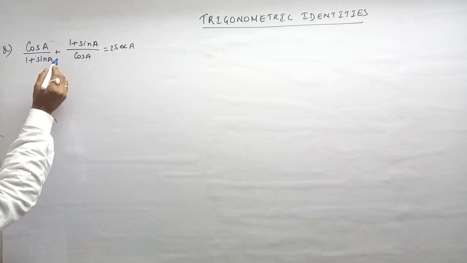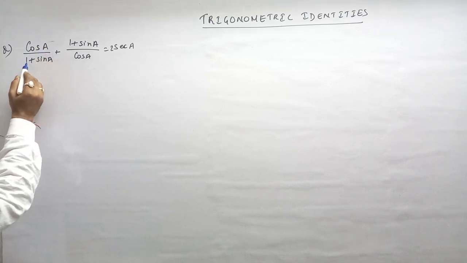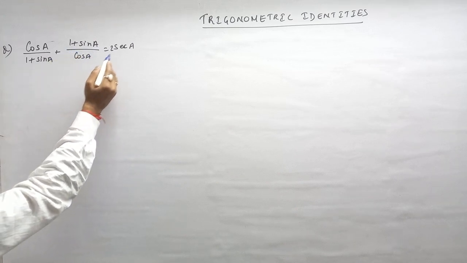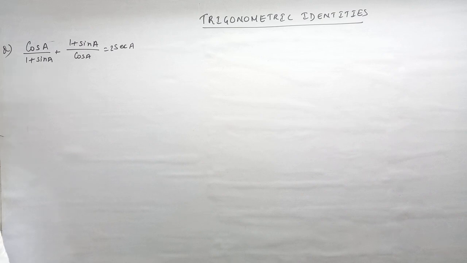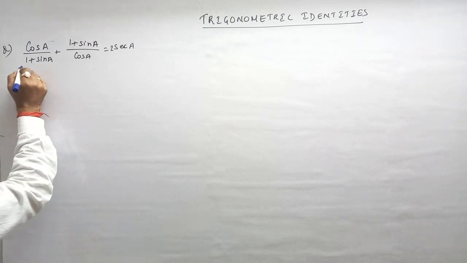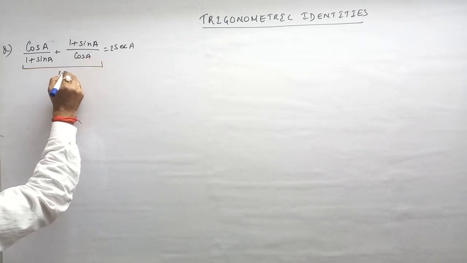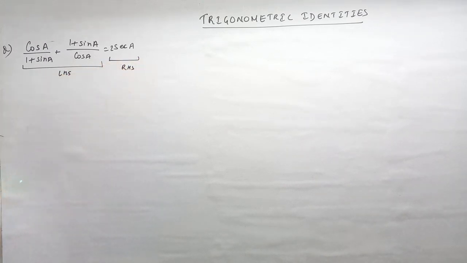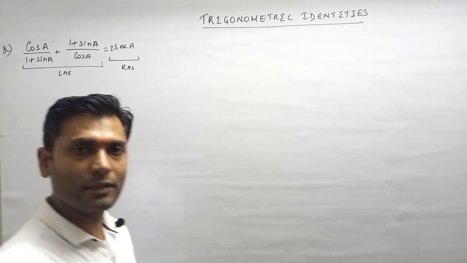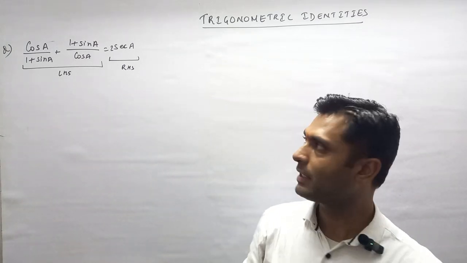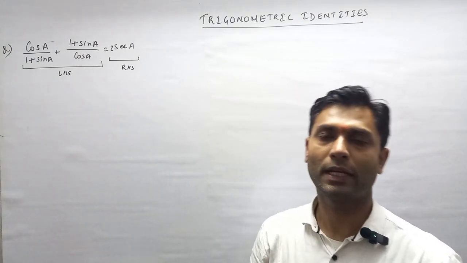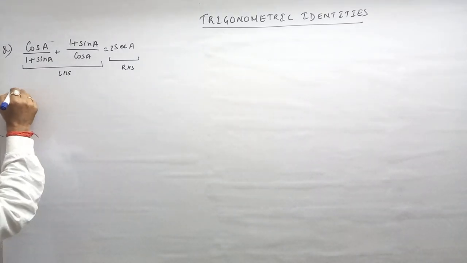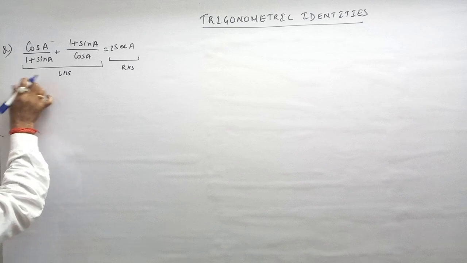I have taken this identity: cos A divided by 1 plus sin A, plus 1 plus sin A divided by cos A, is equal to 2 sec A, right? This part of the identity is called the left hand side and this is called the right hand side. Whenever we are proving identities, we need to prove the left hand side is equal to the right hand side. So how do we go about this? First of all, we'll write the solution, the proving part.